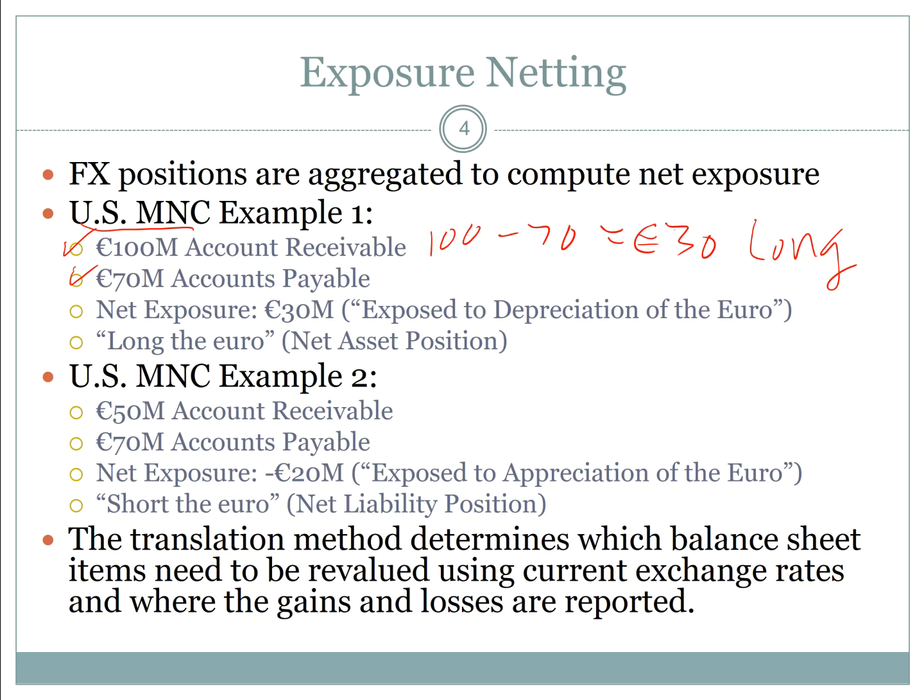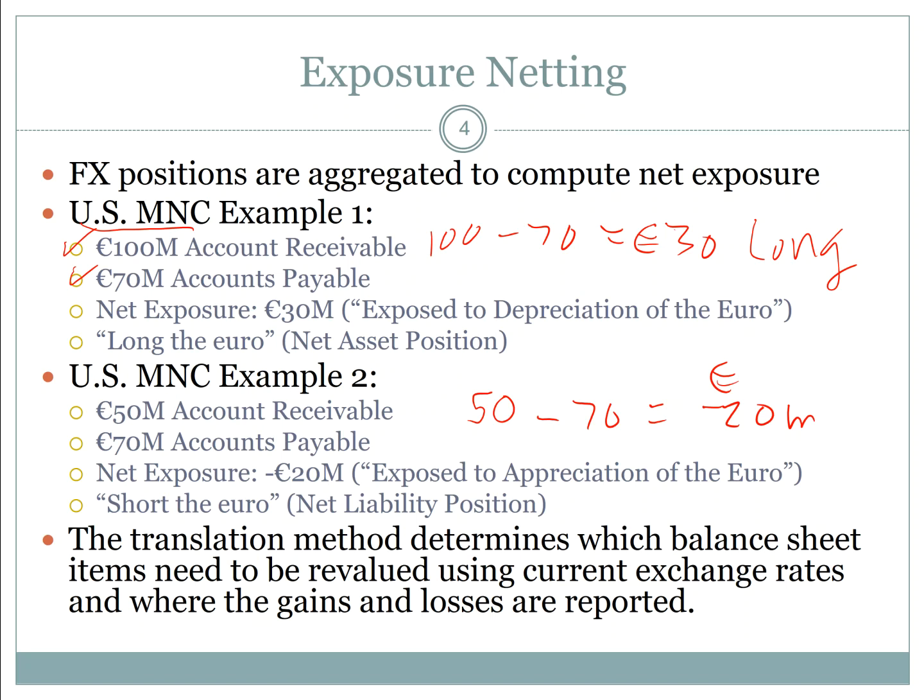However, what if they had 50 million of receivables and 70 million of payables? Well, in this case, they're a net payer of 20 million euros. Since they're a net payer of the euro, they're exposed to an appreciation of the euro, meaning it'll cost more to pay off this payable. So in this case, we say this company is short the euro. They have a net liability position.